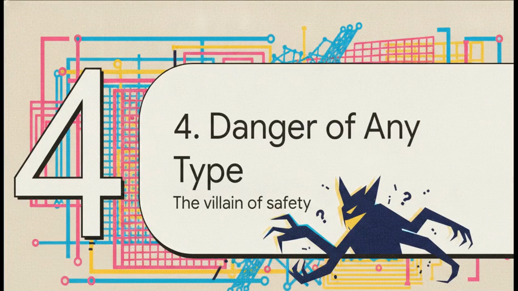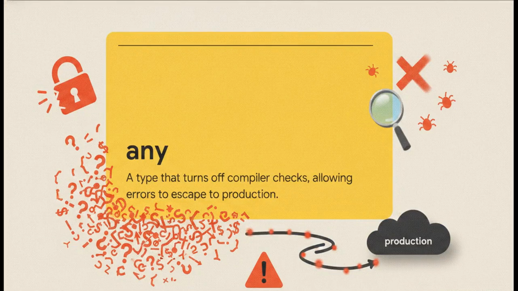Section 4, the danger of the any type, the ultimate villain of safety. Okay, so we've built this beautiful, robust safety net, but now we have to talk about the villain that can destroy the whole thing in seconds. What is any? Well, it's a type that completely turns off all compiler verification. When you tell TypeScript a variable is any, you're basically telling the compiler, hey, look the other way. You lose auto-completion, you lose your early warnings, and you allow all potential errors to escape right into production.